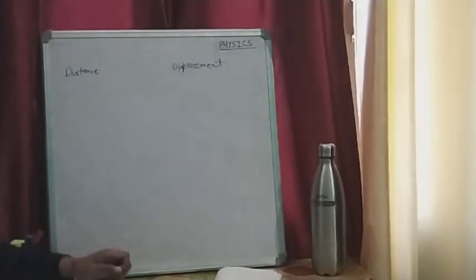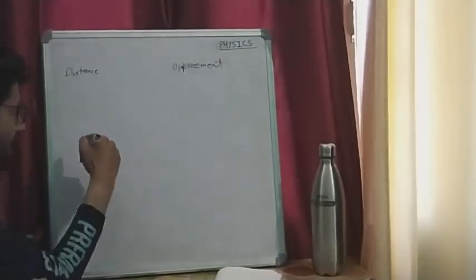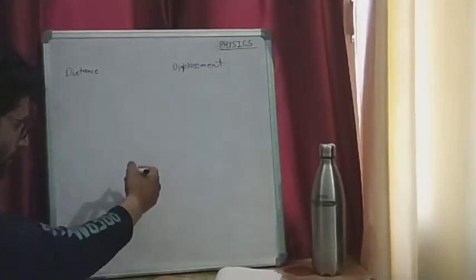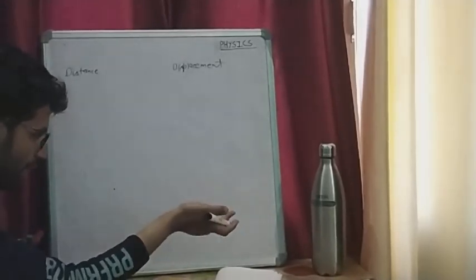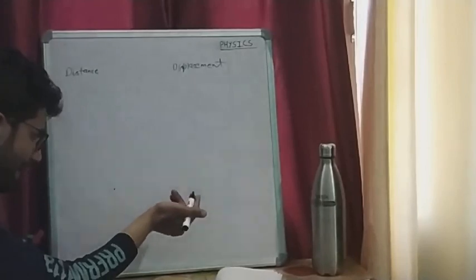Okay, what is distance? Distance is the actual path covered by any body. That is called distance. And what is displacement? That is the minimum, or you can say shortest distance between the initial and final point of a body, and it is called displacement. We have already discussed it with an example also.